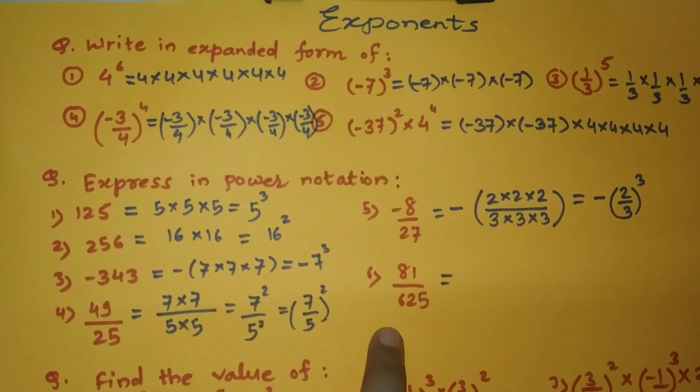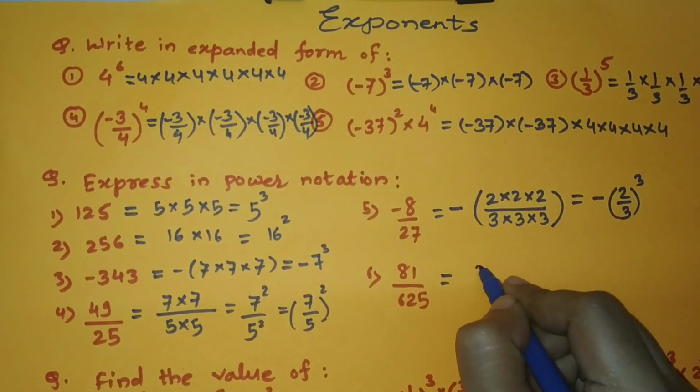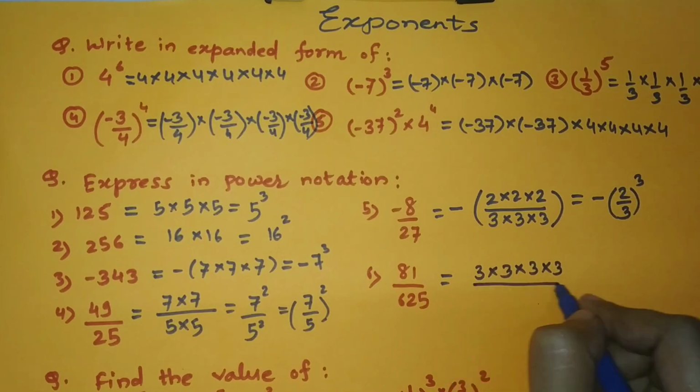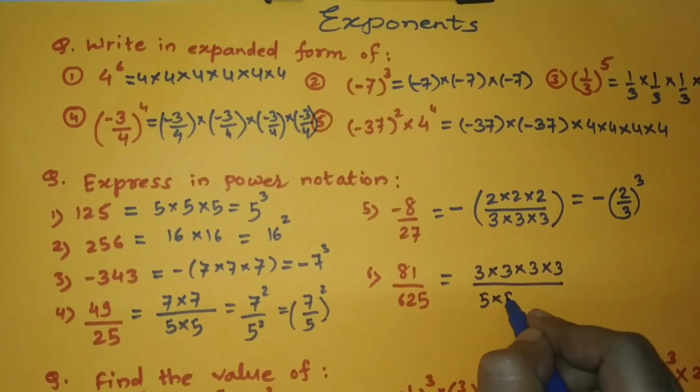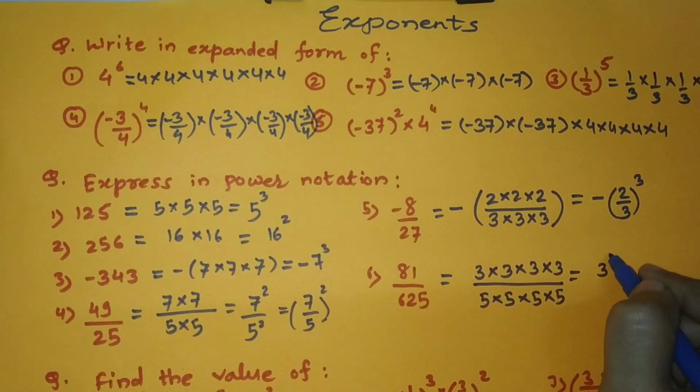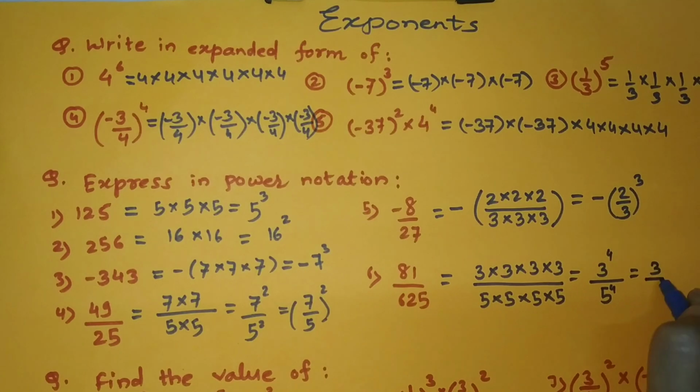Next you are having 81 upon 625. So friends, 81 you can write in terms of 3, 3 into 3 into 3, that is 4 times. And 625 you can write as 5 into 5 into 5 into 5. So here it is 3 to the power 4 and 5 to the power 4. You can write it as 3 by 5 to the power 4.